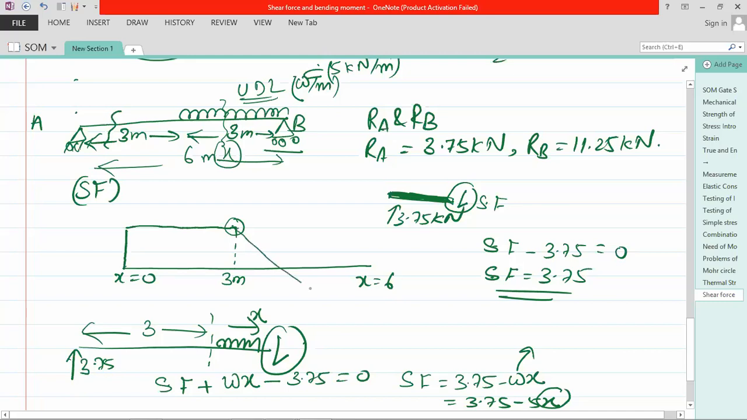It will decrease like this. Because this is an equation of a straight line, it will decrease like a straight line. And this is a point where shear force is 0. Now the question is, where is the shear force 0? Put SF equal to 0. That is 3.75 minus 5x is equal to 0. Then x is equal to the distance that came.